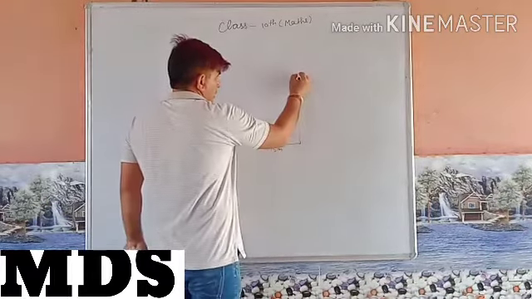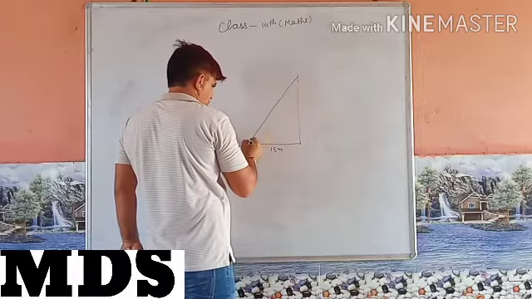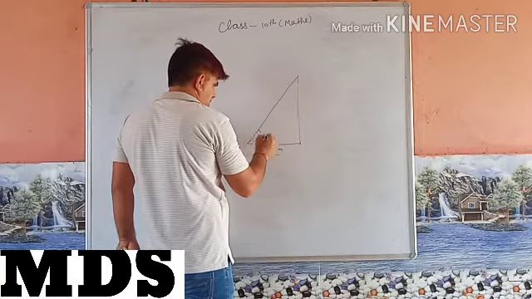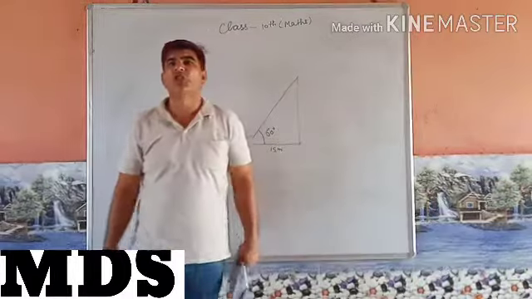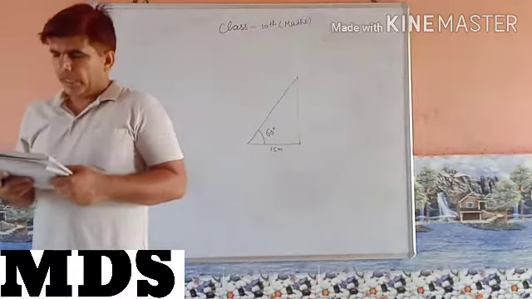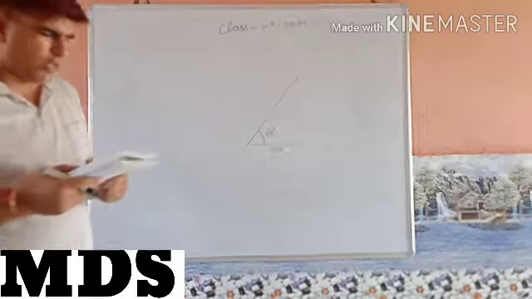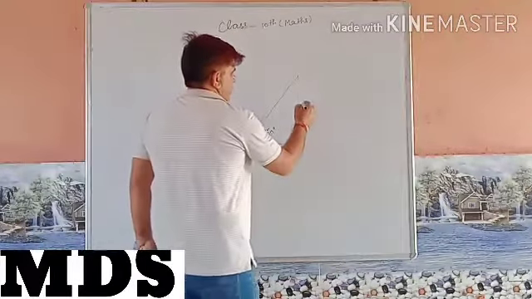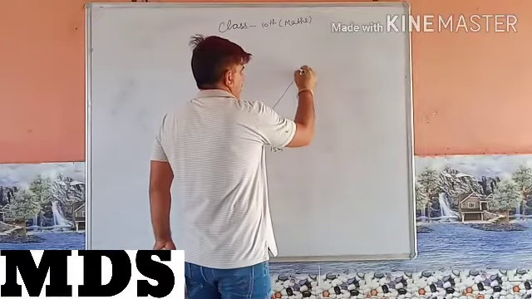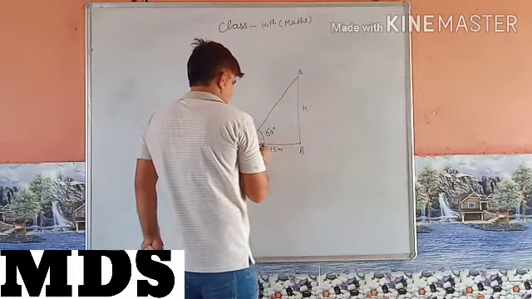Someone looking here, then this angle formed from this point is how many degrees? 60 degrees. The angle of elevation of the top of the tower is found to be 60 degrees. Find the height of the tower. Let h be the height of the tower.